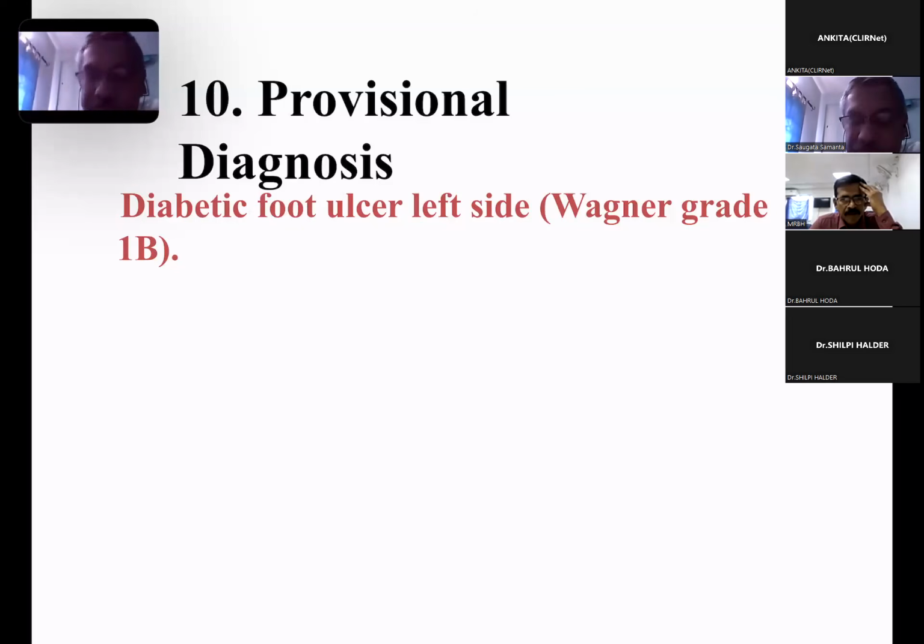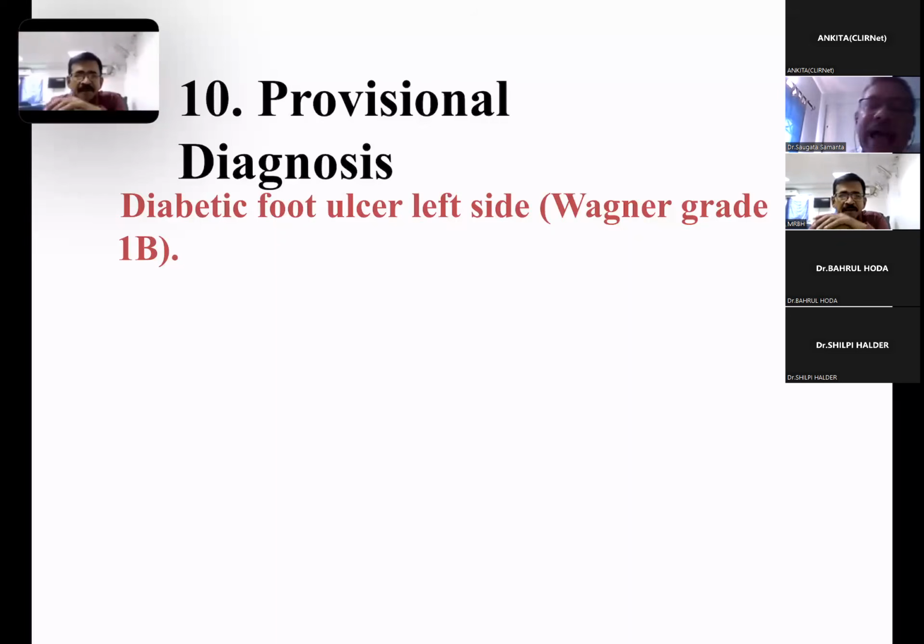Investigation-wise. Sir, I'll do an X-ray of the foot to check for the involvement of bone also. No, talk about microbiology first. Culture and swab culture sensitivity. So superficial swabs are useless. You'll have to take a deep swab or a tissue biopsy for microbiology. So that is the microbiology part. You will do both aerobic and anaerobic culture.